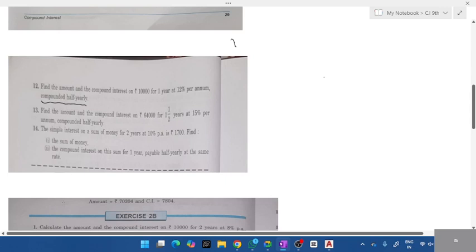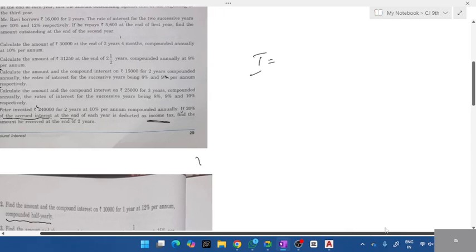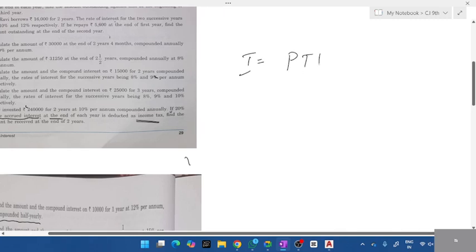Right. Now we'll start with the formula method. This is the second exercise, compound interest. Look here. Usually, which formula do we apply? What is the compound interest formula? Interest is equal to PTR by 100. What is the amount formula? Interest plus principal.